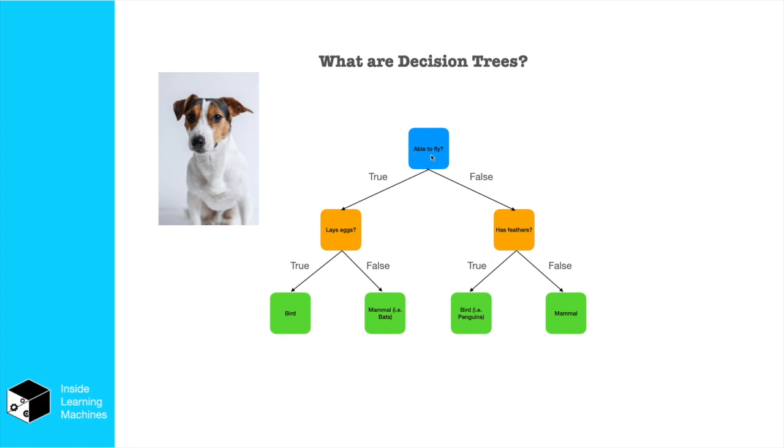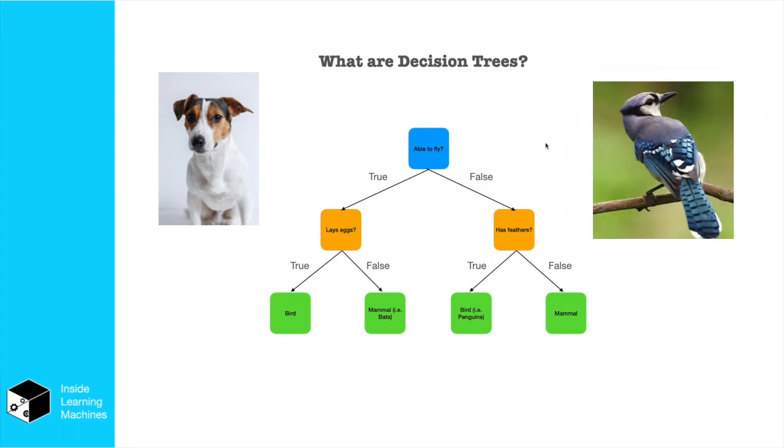And the answer to that is no. So we move down to the right. And then our next question is, does a dog have feathers? And the answer to this is also no. So we predict it's a mammal, and that is correct.